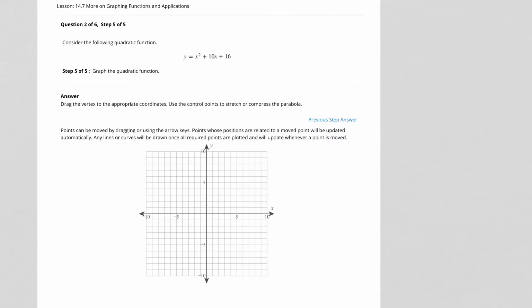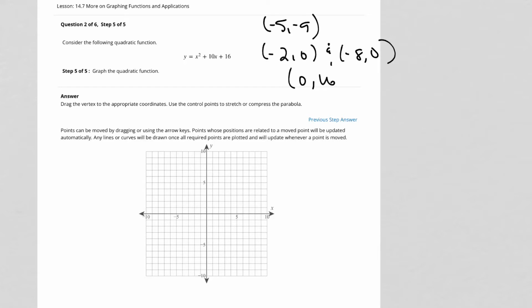Step 5 is to graph the function. So we have where our vertex is, (negative 5, negative 9). Our x-intercepts were at (negative 2, 0) and (negative 8, 0). And then we have our y-intercept at (0, 16). I don't think I'm going to be able to graph (0, 16) looking at this particular coordinate plane, but I can go ahead and graph (negative 5, negative 9), which is my vertex.